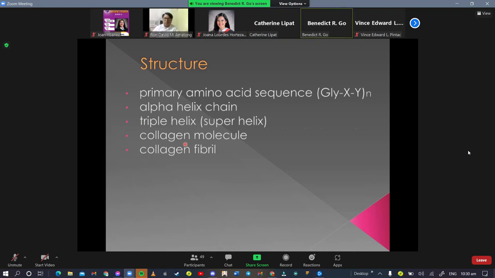Okay, so I think you need to read more now so that you'll be able to understand that. Okay, and then the alpha. This is for everybody, not just you, Kat. And then the triple helix and the collagen molecule. What is the difference between the collagen molecule and the collagen fibril?